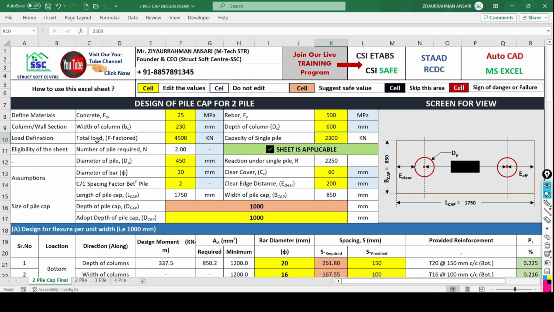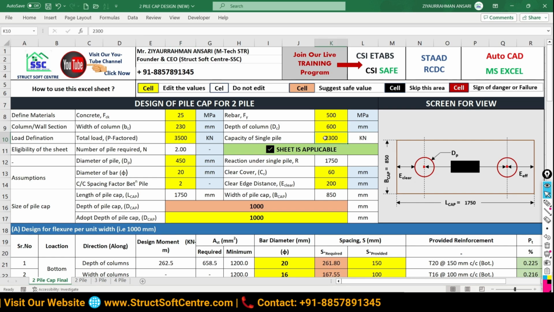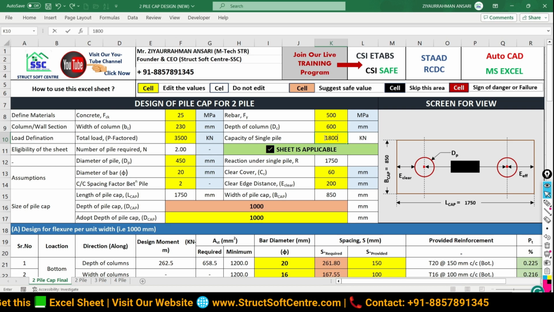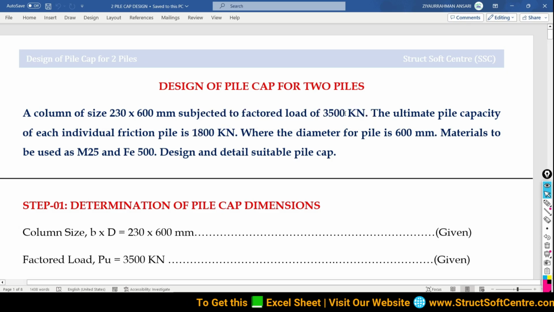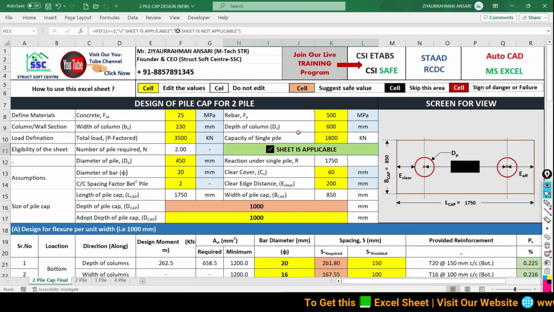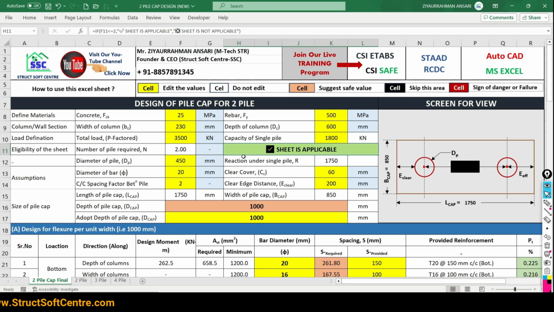Thereafter, you need to define the total factored load. The total factored load we have been given as 3500, and the capacity of one single pile has been given as 1800 kilonewton. All these things you can find from here, 1800 and 3500, that I am defining here as per the problem definition.